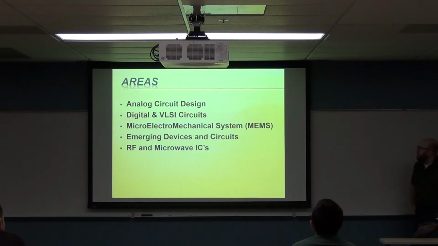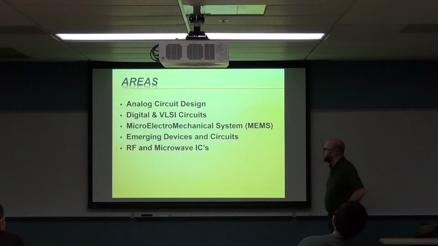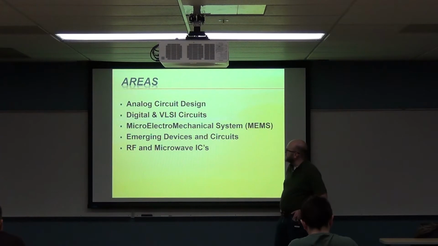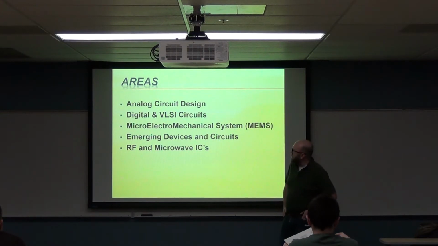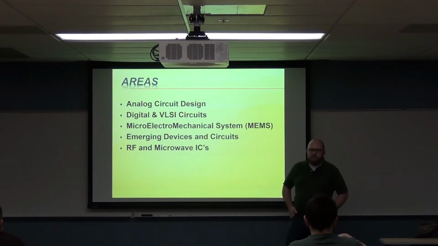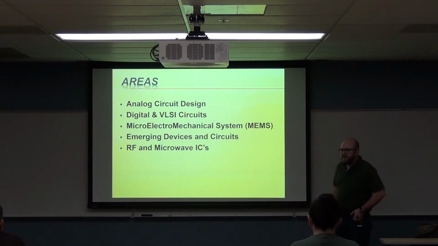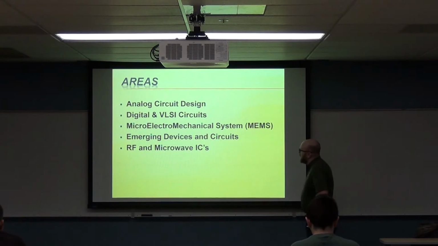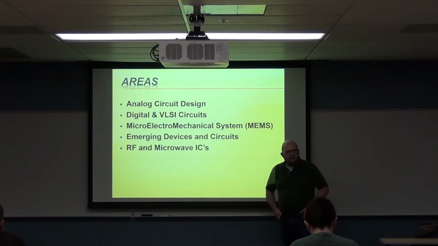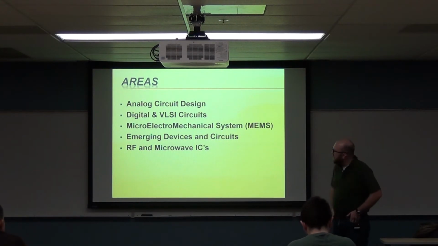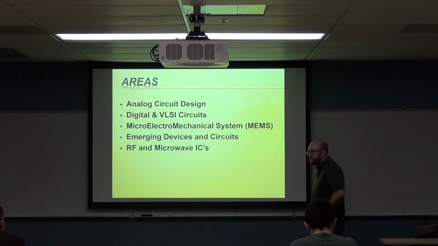Cool. So the areas are analog circuit design, digital and VLSI circuits, microelectrical mechanical systems, emerging devices and circuits, and RF and microwave ICs. So most of you probably have some sense of what analog circuit design is about if you've taken the first 2 circuits courses. You sort of are starting to get the idea that analog design is thinking a lot about small circuits with maybe 20 devices in it, asking really hard questions about what happens in very specific scenarios, like what if it's really high bandwidth or really high frequency.